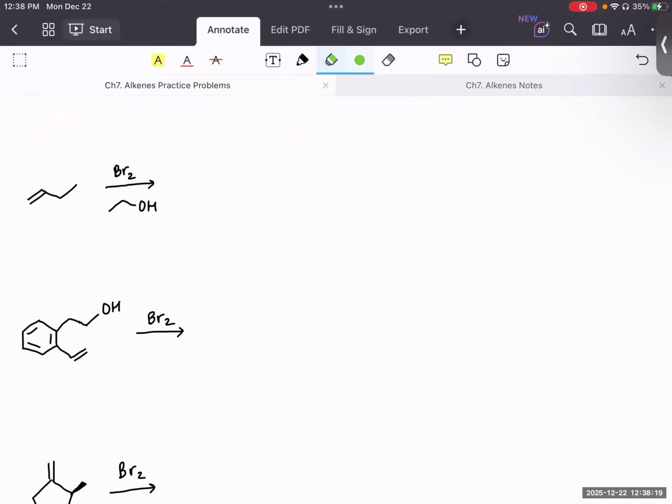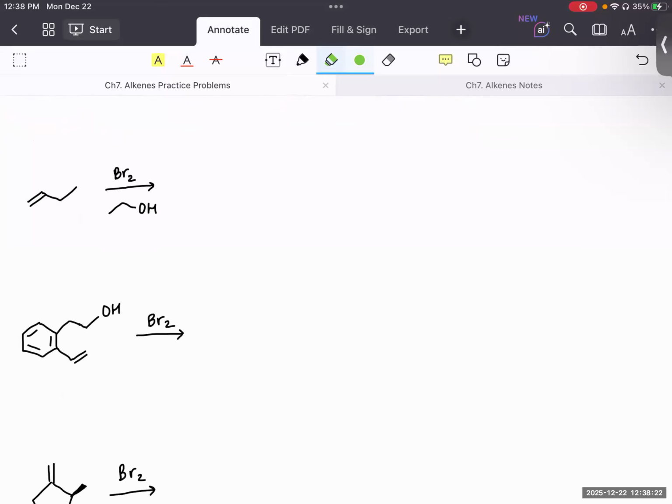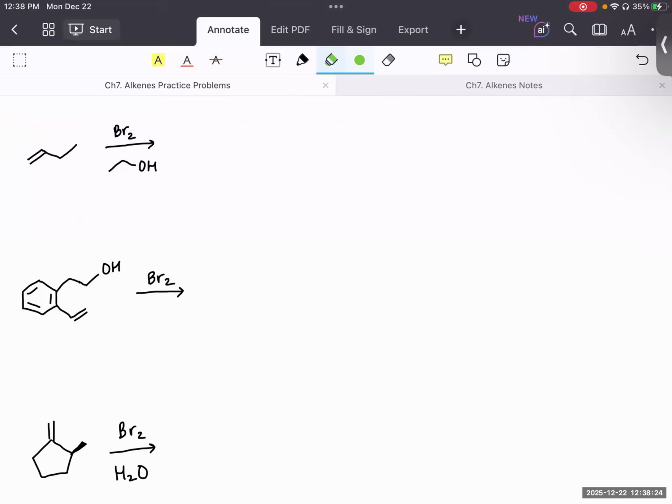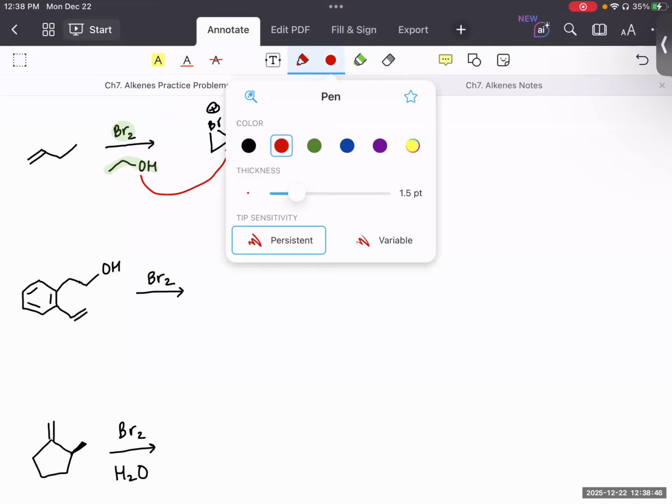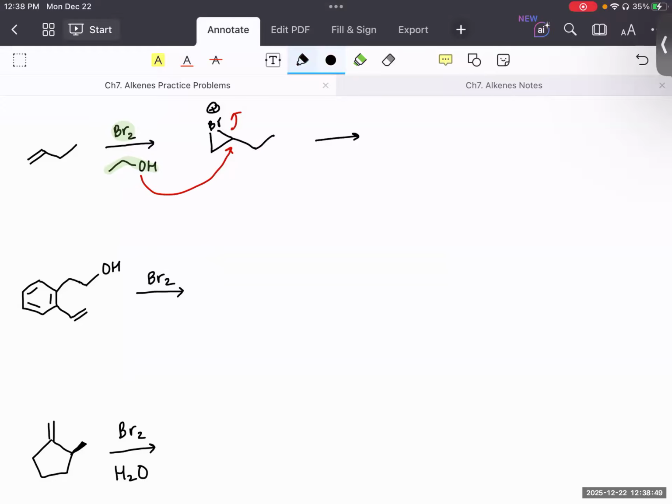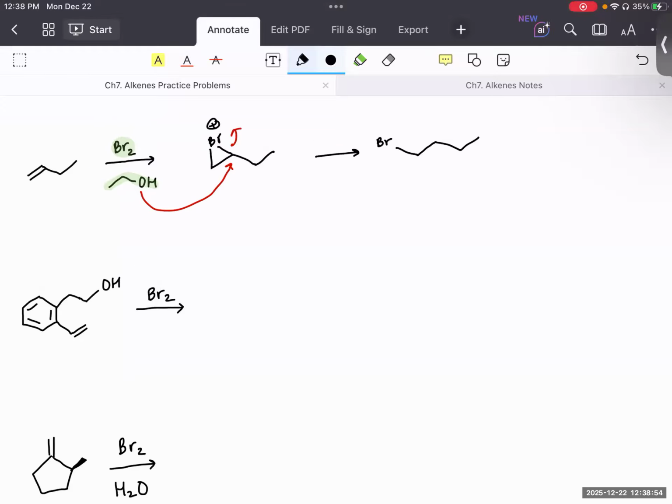All right, in this next one, we have a bromine and an alcohol as a solvent. And so here we can see that we have a nucleophilic solvent. When we form that bridged bromonium ion in that first step, we can next have that alcohol come in and attack at the more substituted position here. And so we end up forming this as our product.